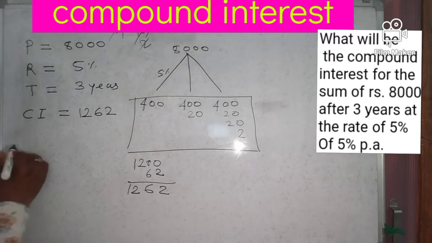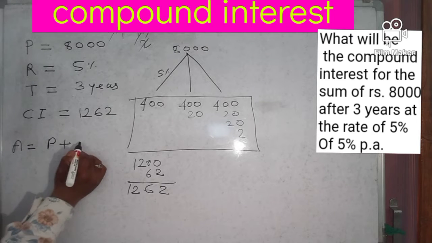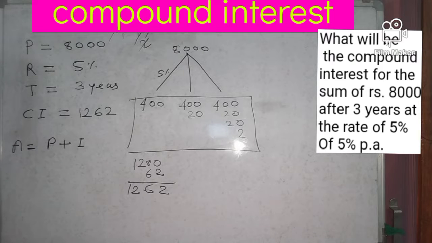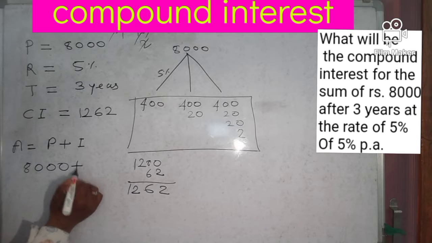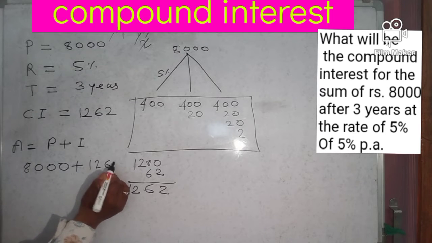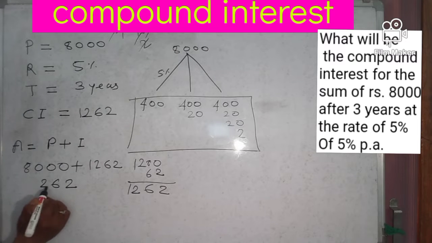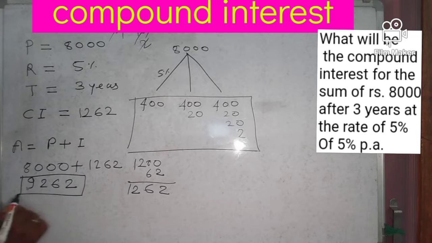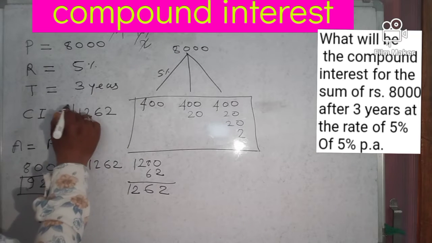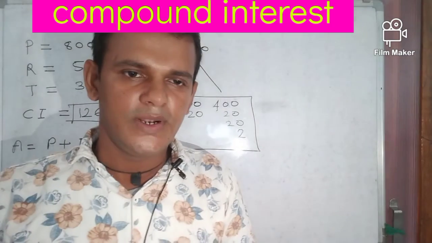1262. If they ask what will be the amount, the amount is just the principal plus compound interest. So principal is 8000, right? And plus 1262, so it will be 9262. But we need only the compound interest. So our answer is 1262, right? So friends, move to question number 2.